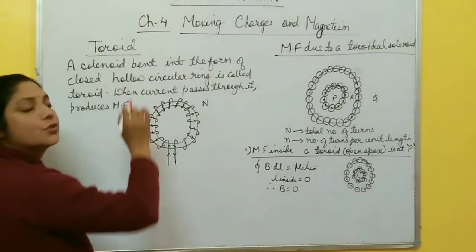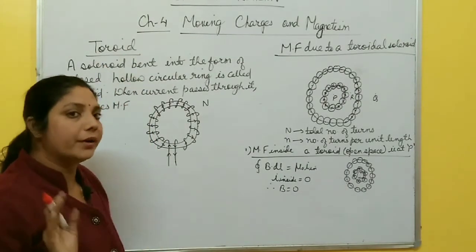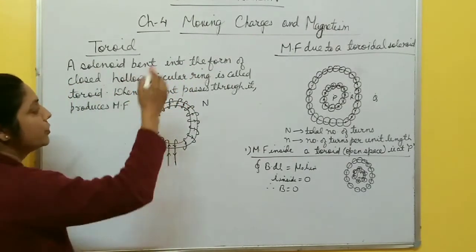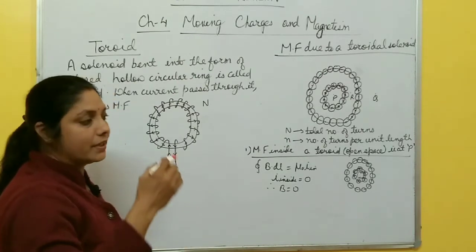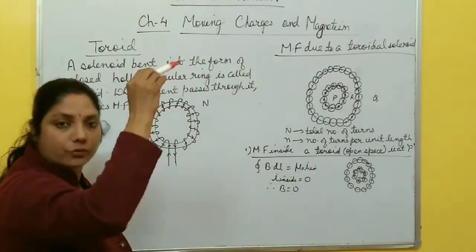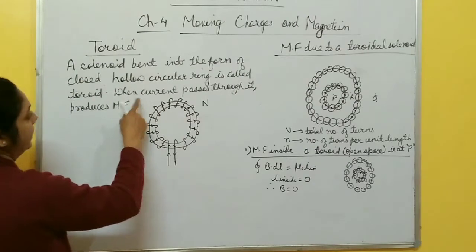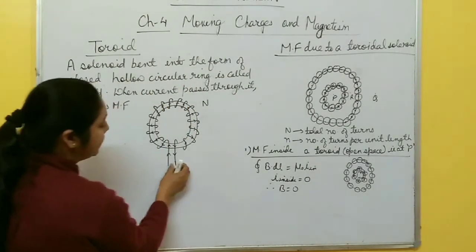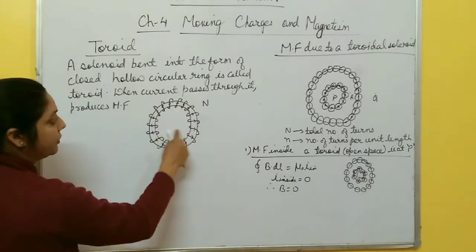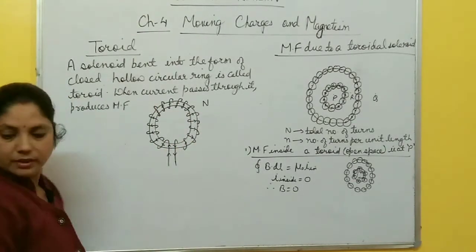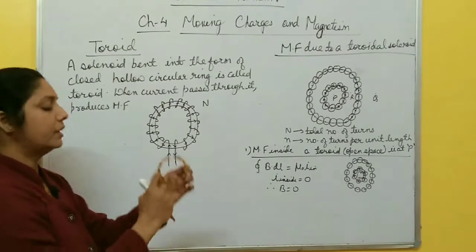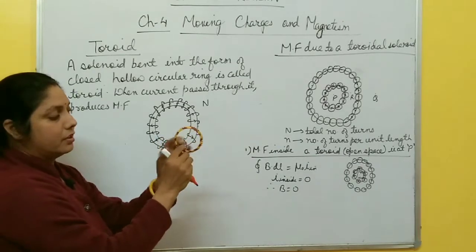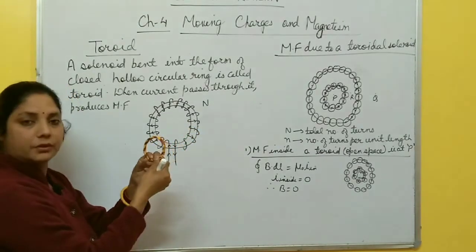Now next one is toroid. What is a toroid? You know already about the solenoid. When a solenoid is bent into the form of a closed hollow circular ring, it forms a toroid, and when current passes through it, it produces a magnetic field. Suppose these are two ends of the solenoid and the solenoid is bent into the form of a circular ring. So let us suppose that this is a circular ring and metallic wires are wound over this ring, and this forms a toroid, right?